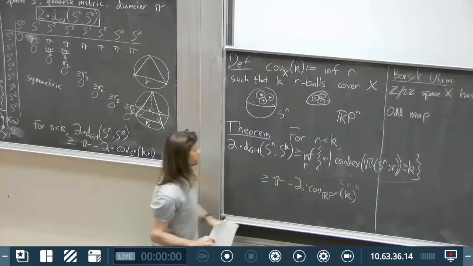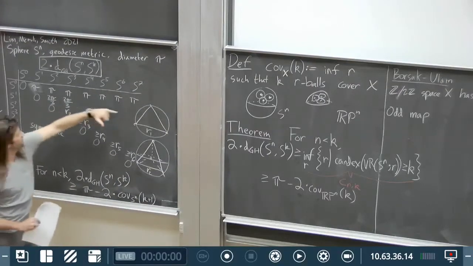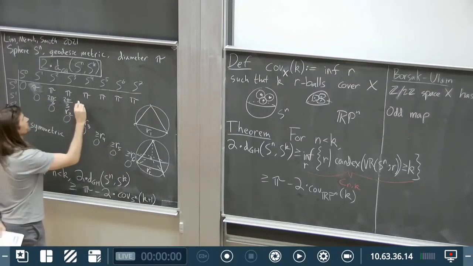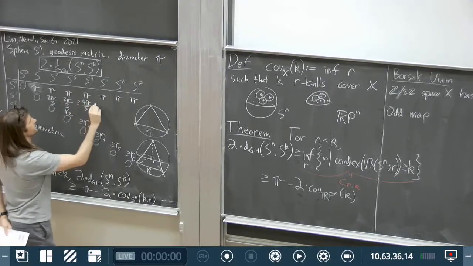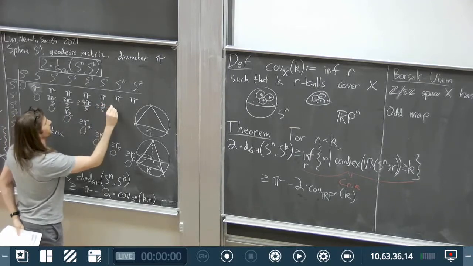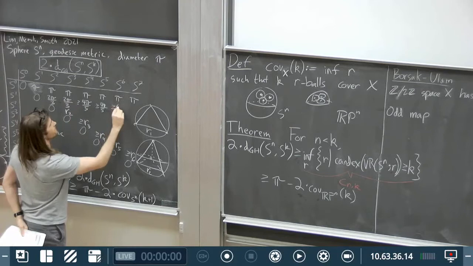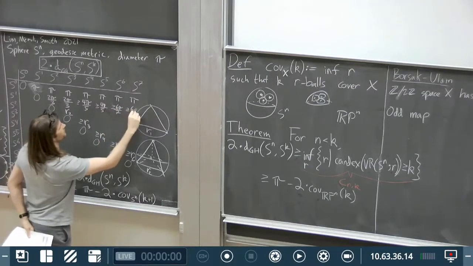One thing that we know already about these values, C and Ks, is that this is at least 4 pi over 5, this is at least 4 pi over 5, and then this is at least 6 pi over 7, and this one is at least 6 pi over 7.